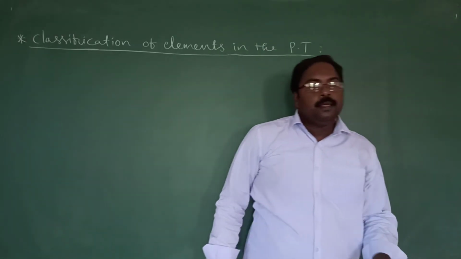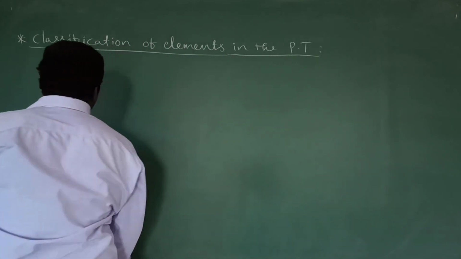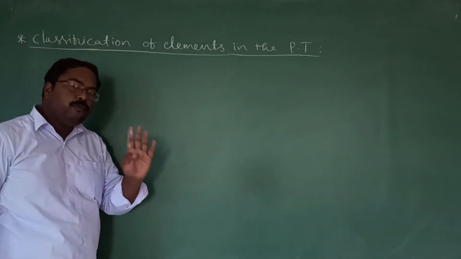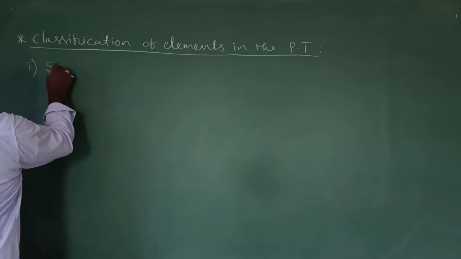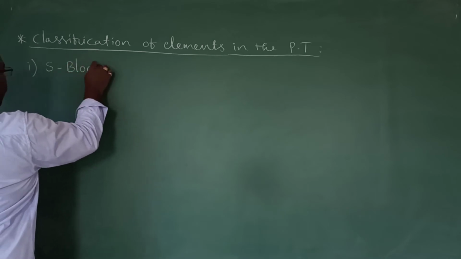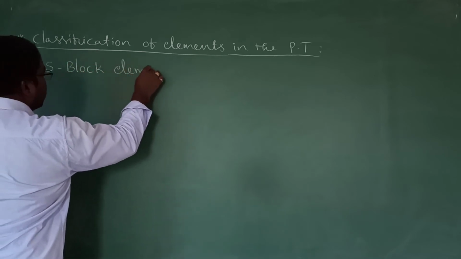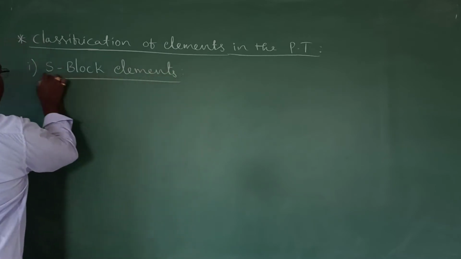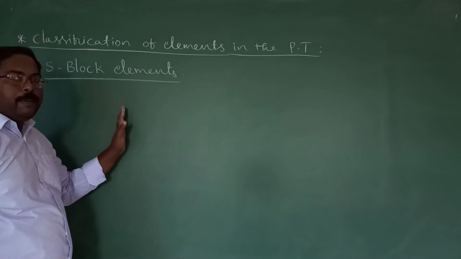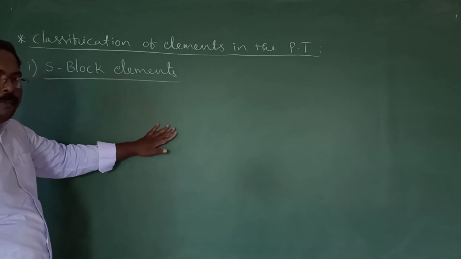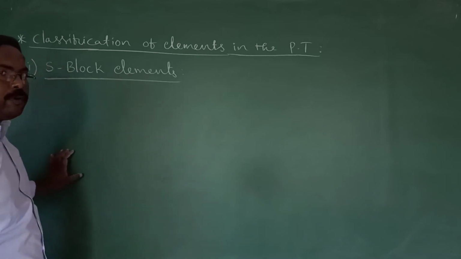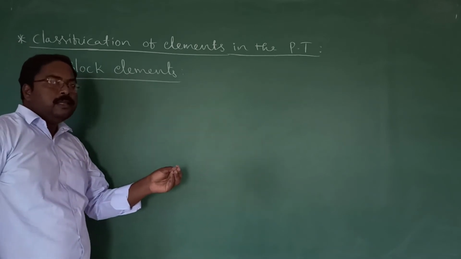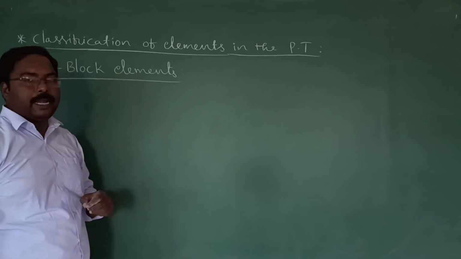First you need to write one point: the elements in the periodic table are mainly classified into four types. They are S block elements, P block elements, D block elements, and F block elements. What are these S, P, D, F? We know the subshells. Based on that, these elements are categorized.